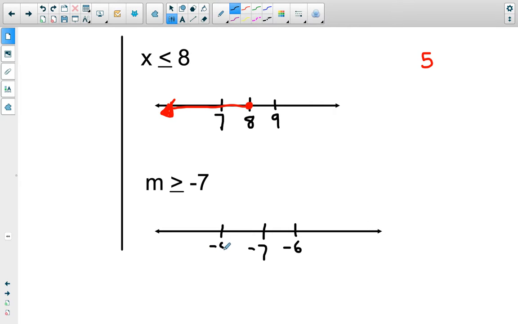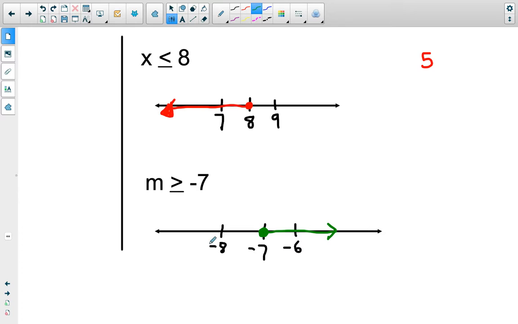I probably should space those a little bit better, but okay, I have greater than or equal to. So I have the line under there, which means it includes the number -7. And so I'm going to color in my circle. Which way are numbers that are bigger than -7? Well, they go this direction.